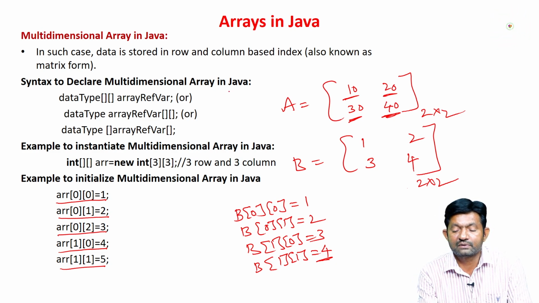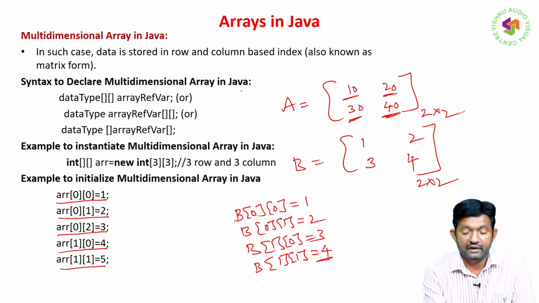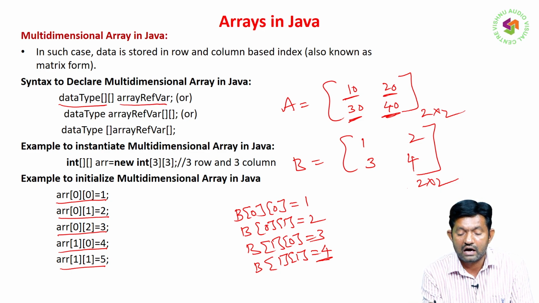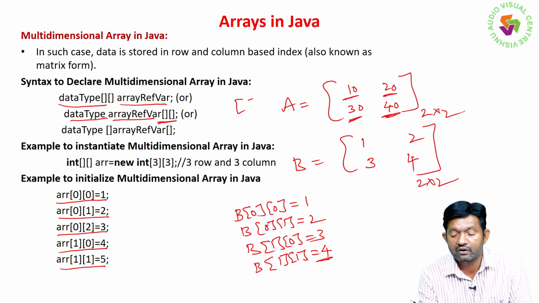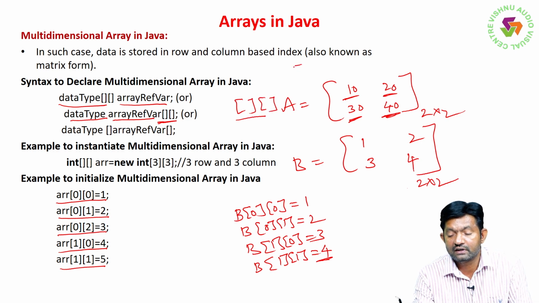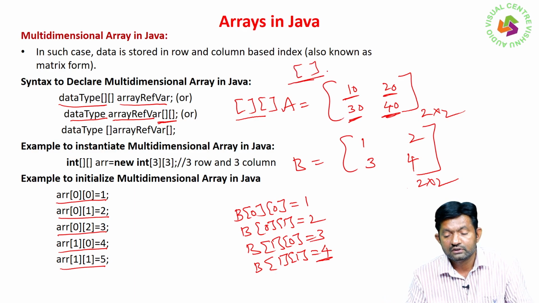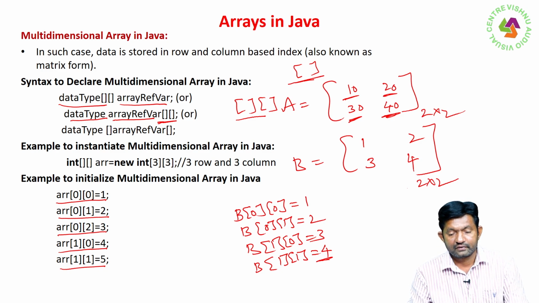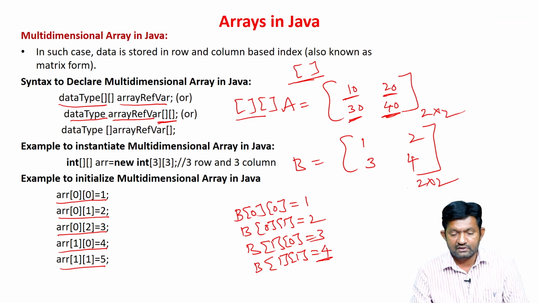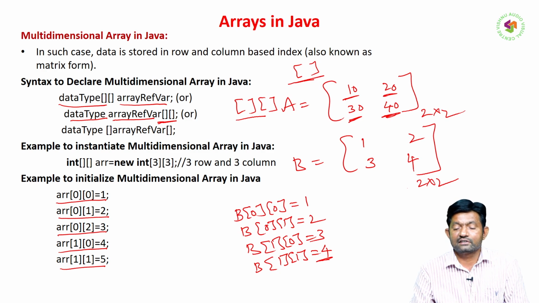Syntax to declare a multidimensional array in Java: data type, array reference variable. For a multi-dimensional array, we have to use two square brackets, whereas in a single-dimensional array we use one square bracket in Java programming. So that is the syntax and declaration of a multi-dimensional array.